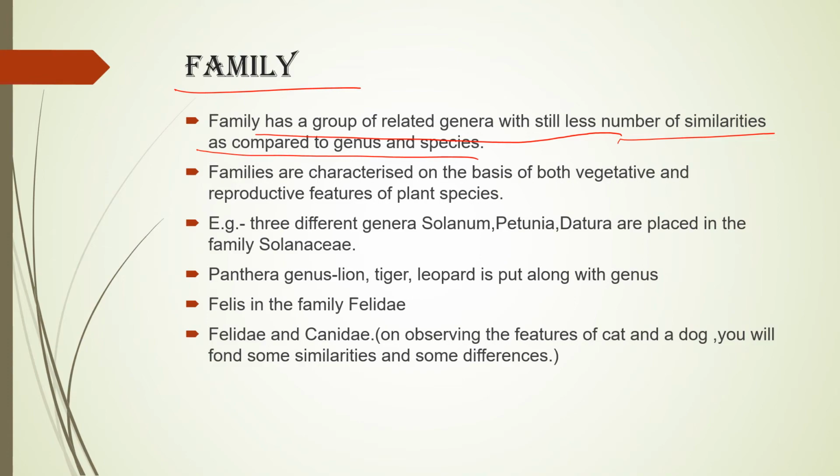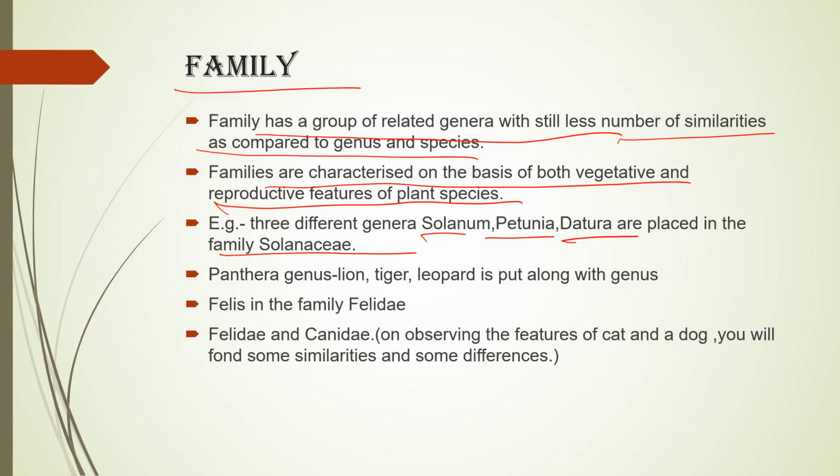Now families are characterized on the basis of both vegetative and reproductive features of the plant species. Genera like Solanum, Petunia and Datura are placed in the same family Solanaceae. So these three different genera are placed in the same family category Solanaceae. So family has a group of related genera with still fewer similarities as compared to genus and species.